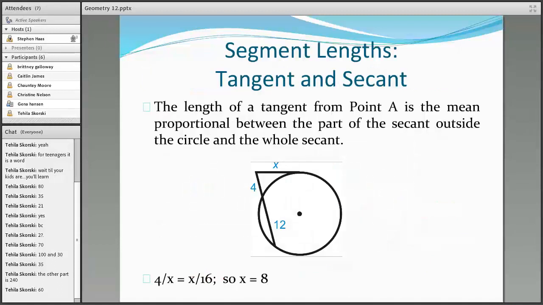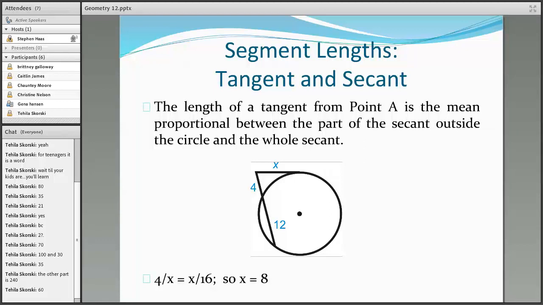Next rule, similar to the one that we discussed regarding chords the other day. This is really our last rule, and then we're going to look at a whole bunch of different problems. The length of a tangent from point A is the mean proportional between the part of the secant outside the circle and the whole secant. Remember, when you talked about two different secants, they just simply multiplied and equaled each other. The tangent, on the other hand, the rule is slightly different.